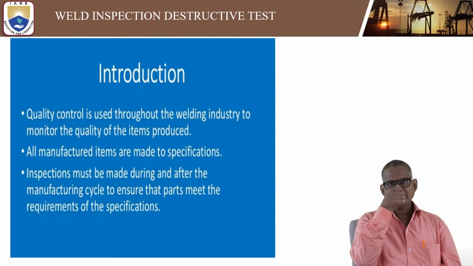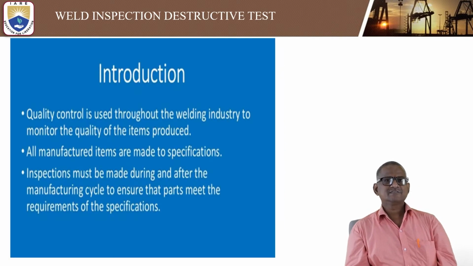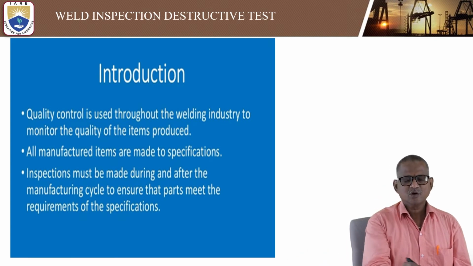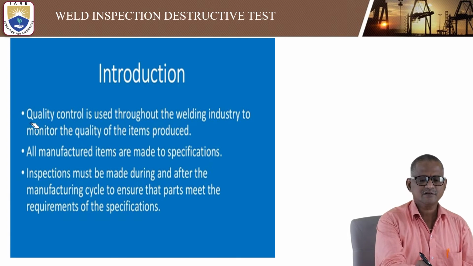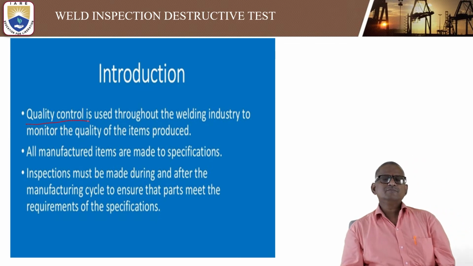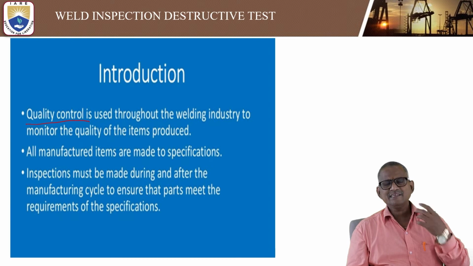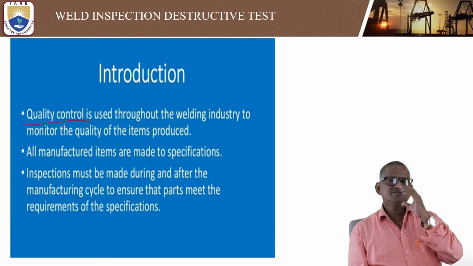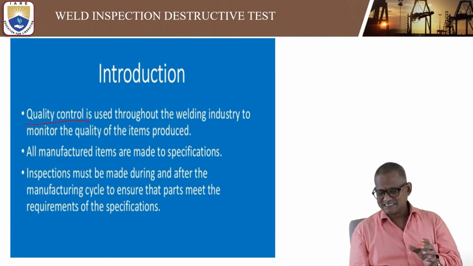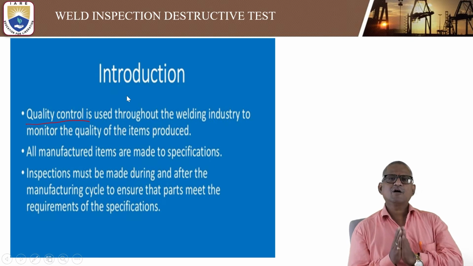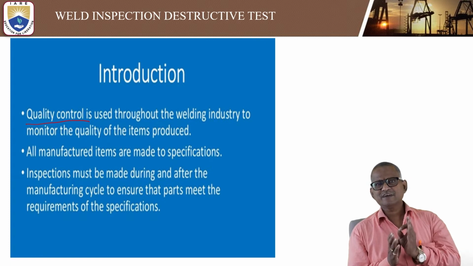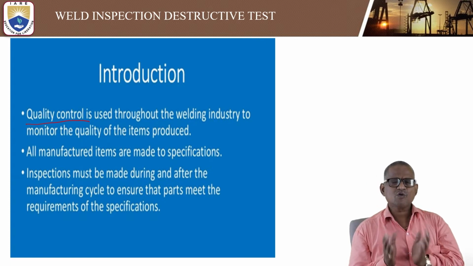Coming to the introduction of weld inspection by destructive test, it majorly depends on quality control. Yes or no? Quality control can be defined as follows: whenever any industry converts raw material into a finished product, by completion of the component, the output of the component is tested to see whether it is exactly as per the requirement of the customer or not. That is why any industry should have a quality control department.